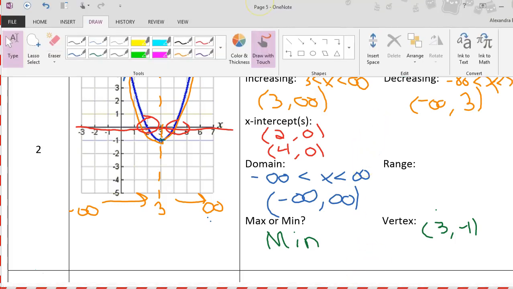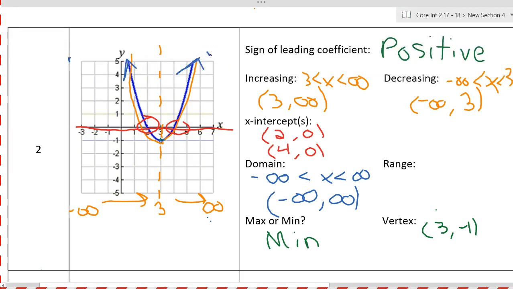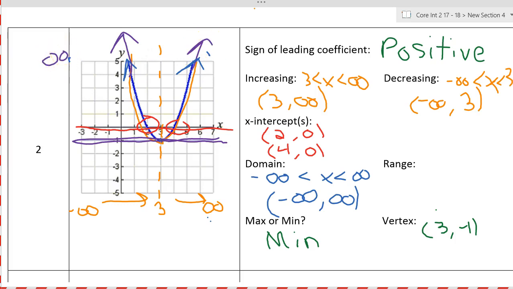Our range, bottom to top. So how far down? This is the lowest point of my graph, but my graph is going up forever. Going up is infinity. So the lowest point is -1, less than y, less than infinity. In interval notation, that's -1 to infinity.